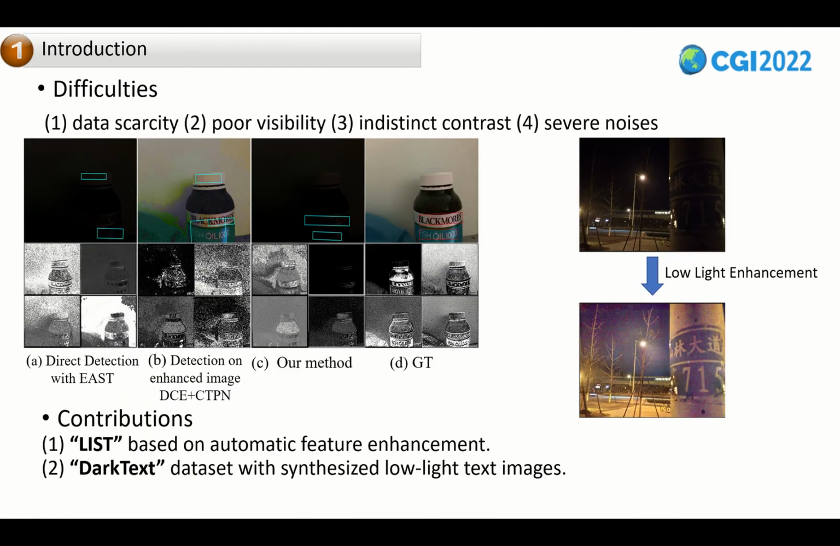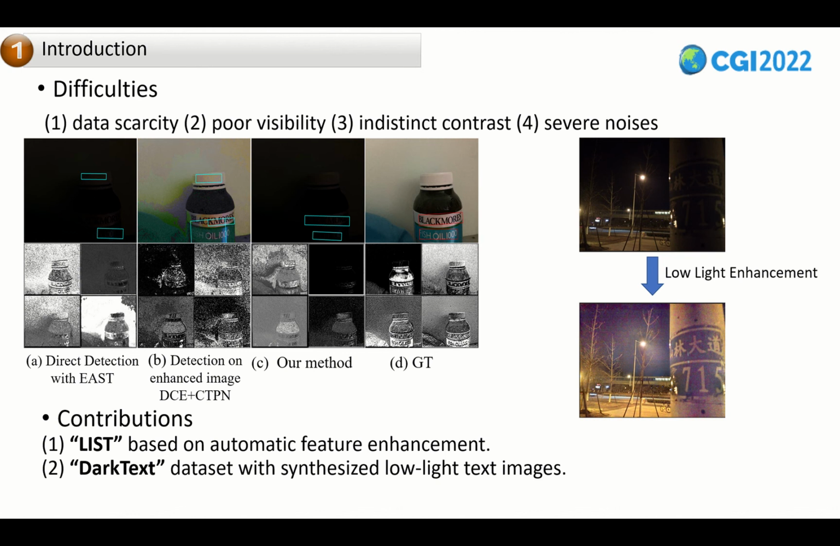The first challenge is data scarcity. Currently, the only dataset for low-light text detection was proposed in 2020, which contains only 500 images, and it is obviously not enough. Another challenge for low-light text detection is the domain gap between different illuminations, such as poor visibility, indistinct contrast, and severe noise of low-light images.